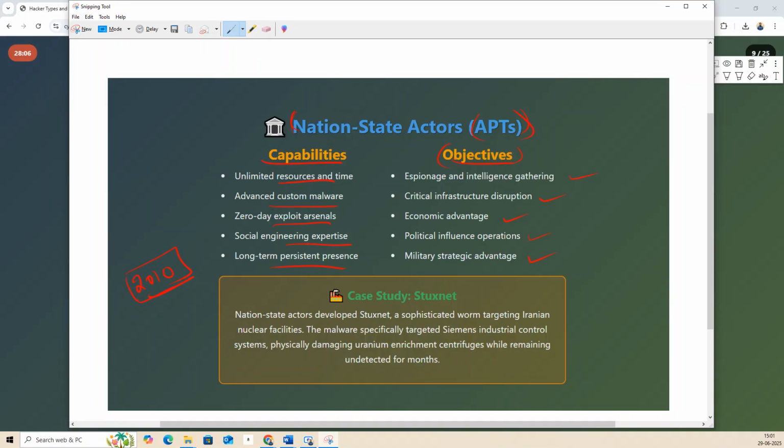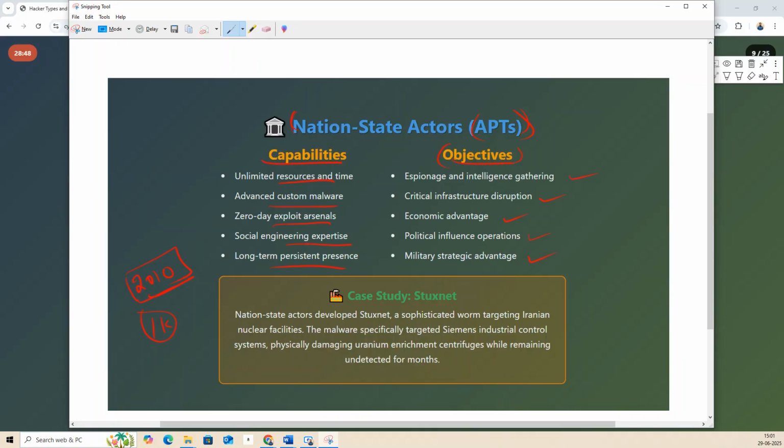Stuxnet physically destroyed approximately 1,000, almost 1K centrifuges at Iran's Natanz facility and set back their nuclear program by years. It was the first cyber attack to cause physical destruction of industrial equipment. It demonstrated that cyber weapons could be as destructive as conventional military weapons. While the details have never been officially confirmed, security experts believe Stuxnet was developed jointly by the United States and Israel. This wasn't cybercrime, this was cyber warfare between nation states.